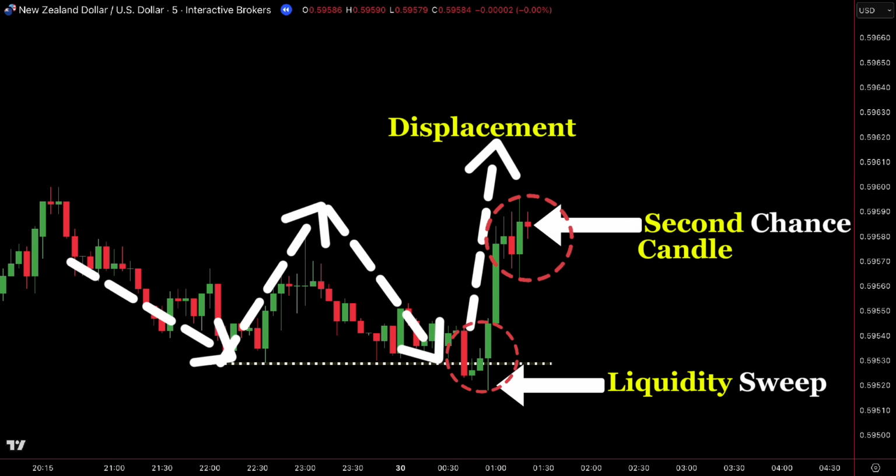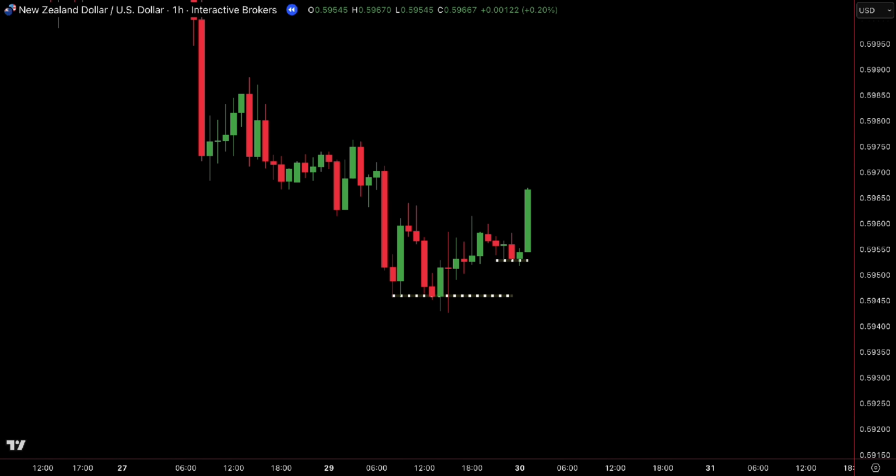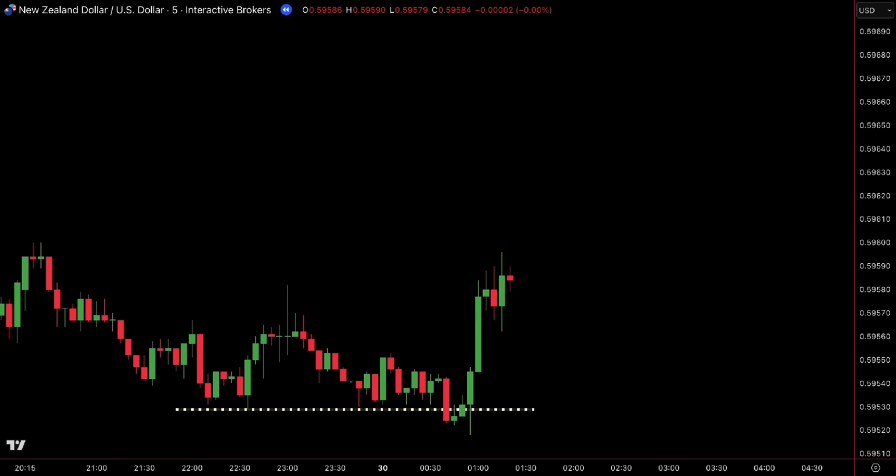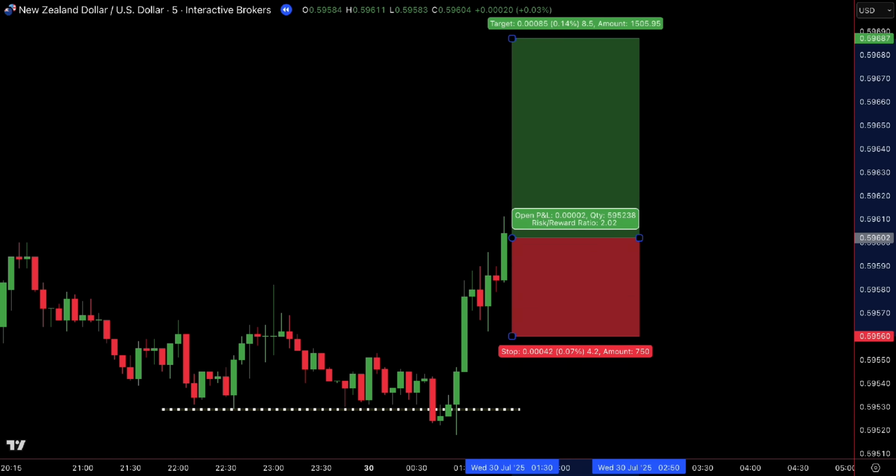Before taking the trade, let's check the higher time frame for confirmation. On the 1 hour chart, price also broke below support and closed back above, another clear liquidity sweep, and moved higher. This higher time frame bias supports our buy setup on the 5-minute chart. Back to the 5-minute chart. Here's the plan. We wait for price to break out of the second chance candle, enter at the close, place our stop just below the candle, and target the next major level. And look what happens next.